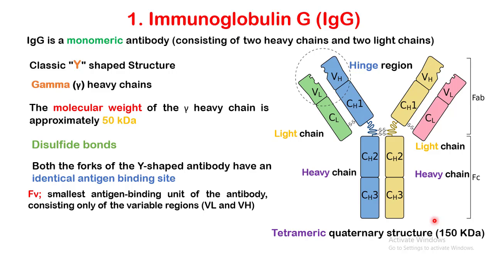Now, there are two more terms that you usually see when you talk about the structure of the antibody. One that is known as the FAB.